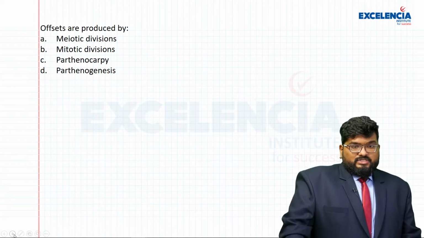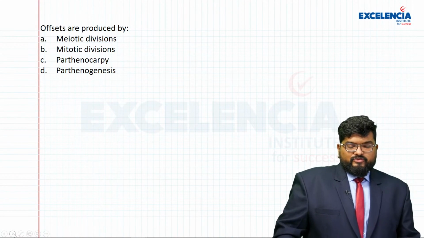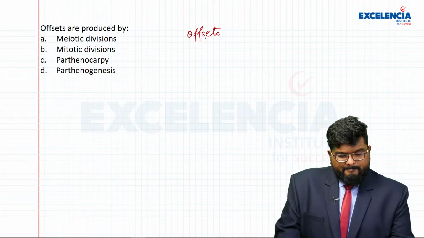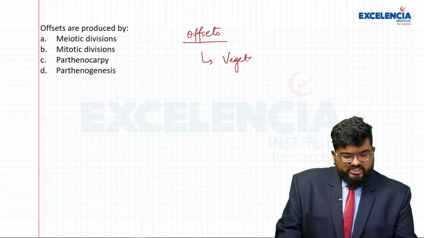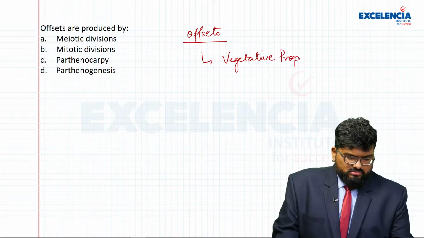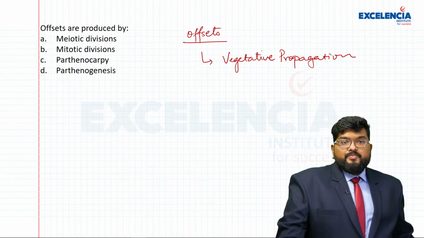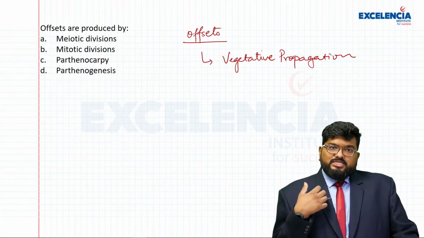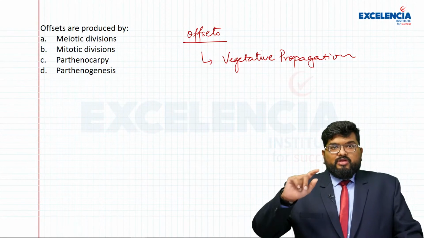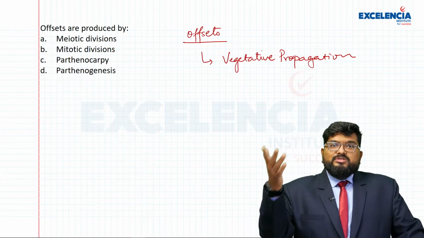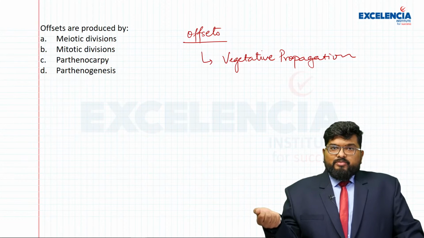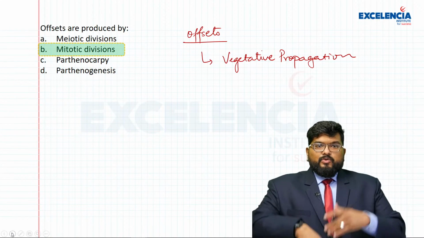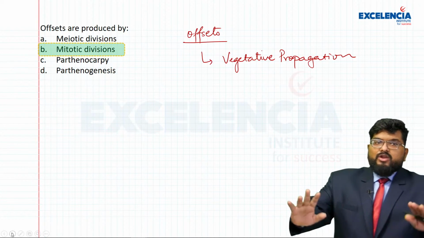And the last question that we have is, offsets are produced by meiotic divisions, mitotic divisions, parthenocarpy, parthenogenesis. Remember that offsets are vegetative propagation, isn't it? And vegetative propagation occurs through the vegetative parts of the plant, that is root, stem, leaves, etc. If it is the flower, then it will be sexual reproduction where meiosis will be taking place. If it is vegetative propagation, it's direct mitosis. Got it? So more cells will be multiplying by mitotic divisions and offsets will be formed.